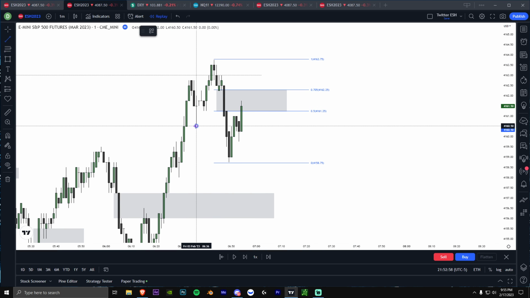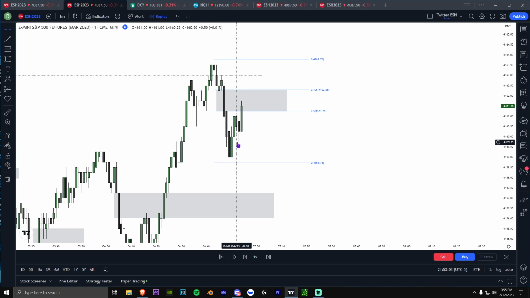We have a market structure shift. I would probably short this. This is 6:53 a.m. Okay, so I would not have been up to take this play, but if I was, I probably would have shorted this. Let's see what happens.